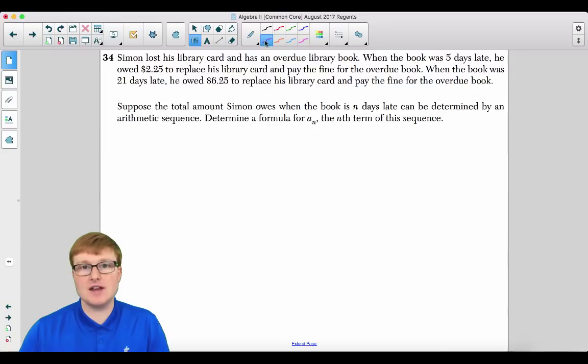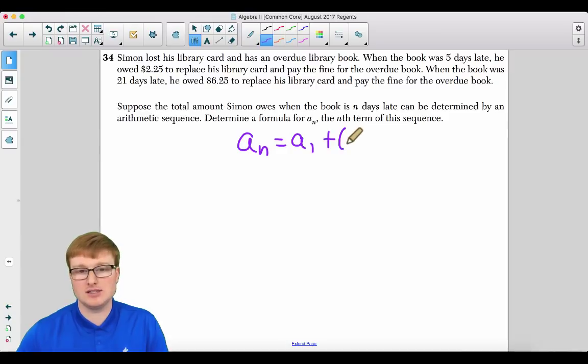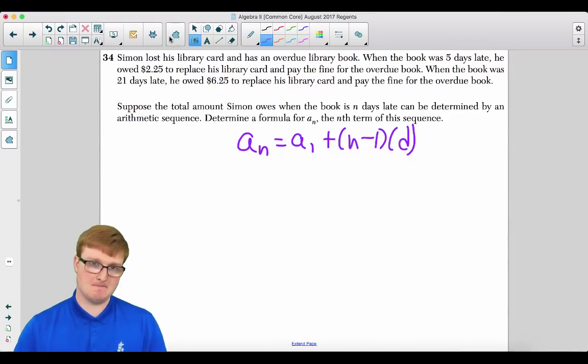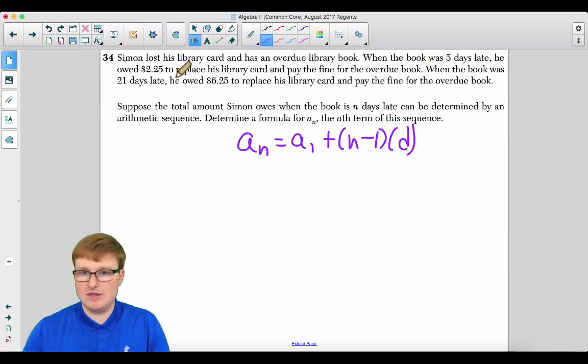So, you're thinking of an arithmetic sequence, which is a sub n is equal to a sub 1 plus n minus 1 times the common difference d. So, we already know that, let's see, where is this? What is a sub 1 in our case? Simon lost his library card for an overdue library book. When the book was 5 days late, he owed $2.25 to replace the library card. Okay, well, let's figure this out real quick. Let's figure out the common difference.